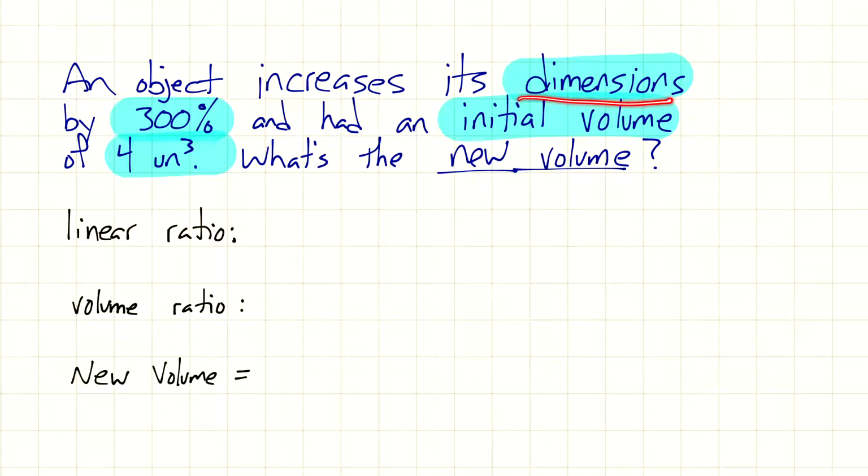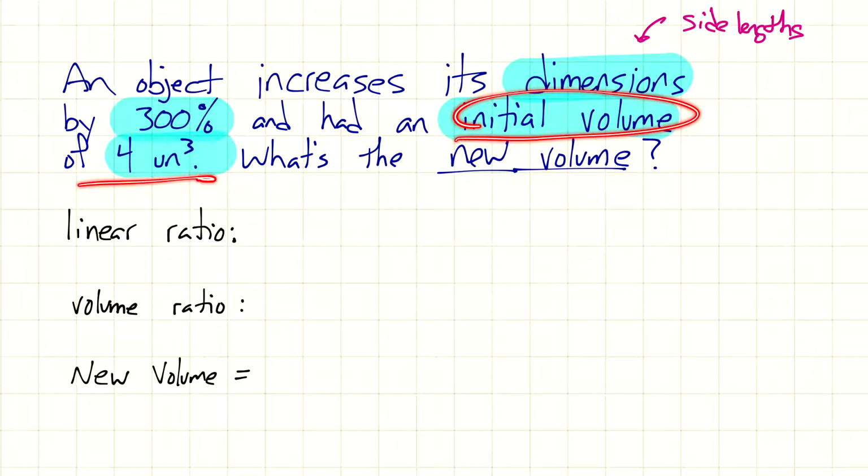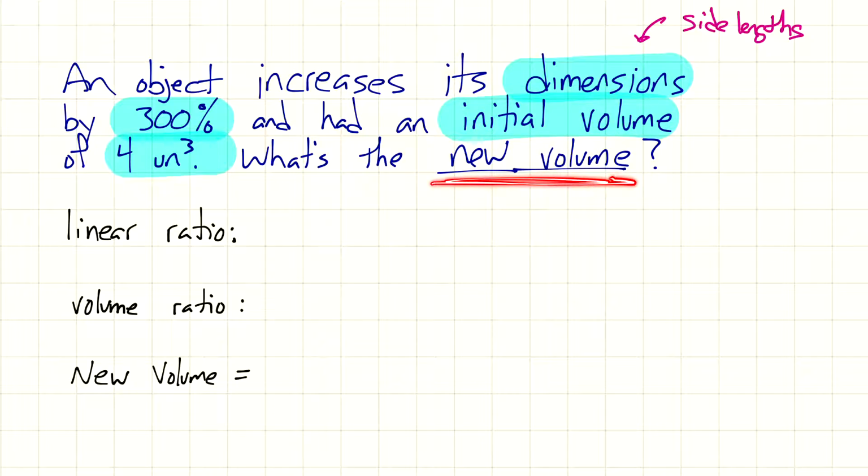Its dimensions is another word for side lengths, right? That's just a fancy word for saying side lengths, by 300%. So that doesn't mean it's 300 times bigger. That means it's growing 3 times bigger. So that's something we're going to write down. And then it had an initial volume of 4 units cubed. So now we know what it started with. We want to know what the new volume is.